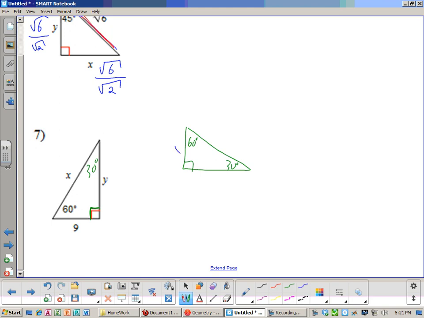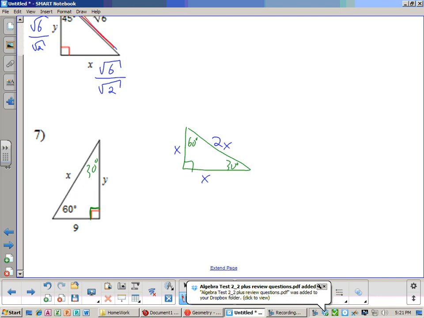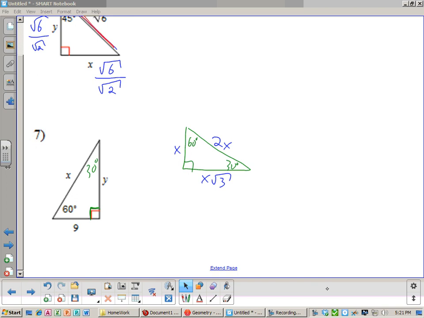Then this we can call x. I could call this long side, the hypotenuse, 2x. And this medium side right here, I'm going to call it x square root of 3. Right, x square root of 3. So remember that. It's x, 2x, and x square root of 3.